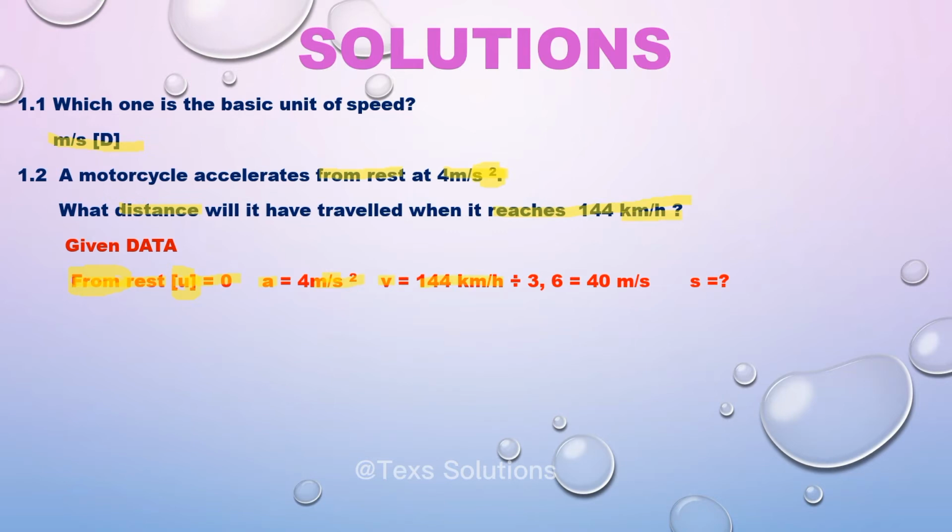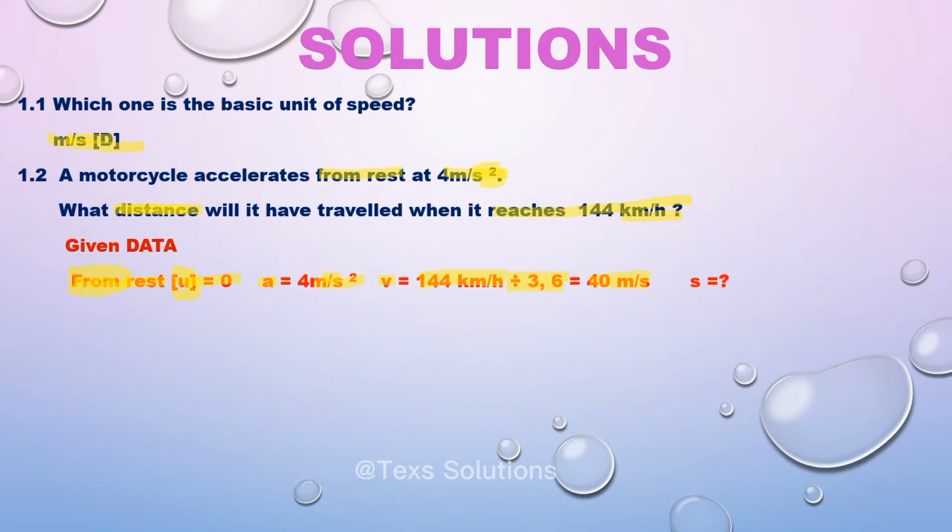Here the velocity is in kilometers per hour. As we just learned in question 1, the correct SI unit for velocity or speed is meters per second. So now we need to convert from kilometers per hour to meters per second. To convert from kilometers per hour to meters per second, we divide by 3.6. So 144 divided by 3.6. The correct final velocity in meters per second is 40.